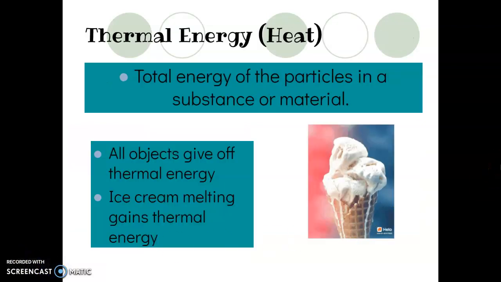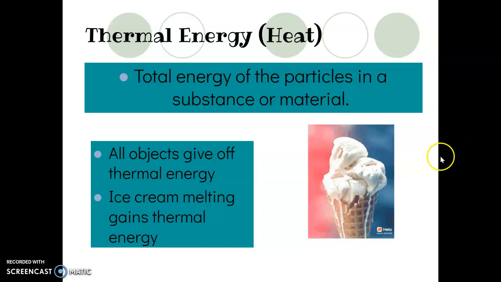Thermal energy, or heat, is the total energy of the particles in a substance or material. Remember, yesterday we talked about how if you increase the thermal energy or increase the heat of matter, specifically we looked at water, it will go through those phase changes. As you heat it up, its kinetic energy increases, and then we can go from a solid to a liquid to a gas. So all objects give off thermal energy.